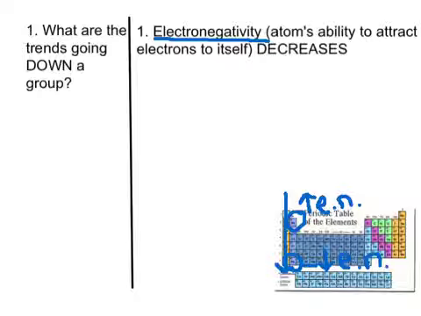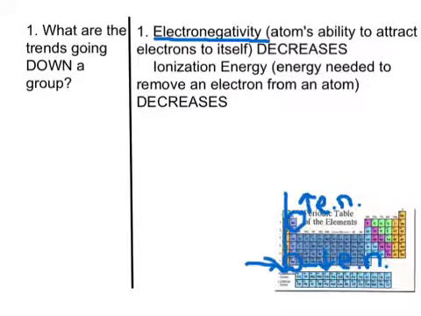We'll soon find out in a couple of lessons that the atoms towards the bottom of the periodic table are much bigger than the top, and they've got a lot more electrons. So it makes sense that they don't want any more electrons around themselves, because they already have so many. That's another way to think about it. The smaller the atom, the more electronegative, the more it wants more electrons. The bigger the atom, it's already got enough electrons, it doesn't want any more. So we have a trend going down: electronegativity decreases.